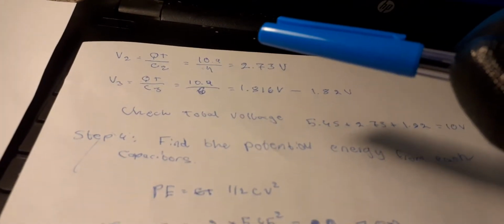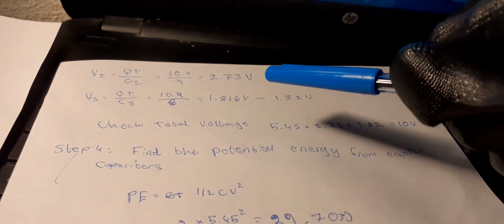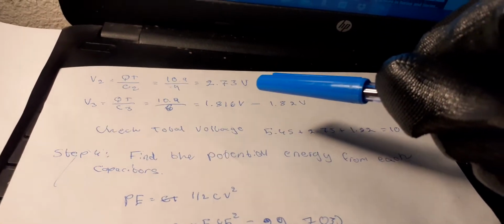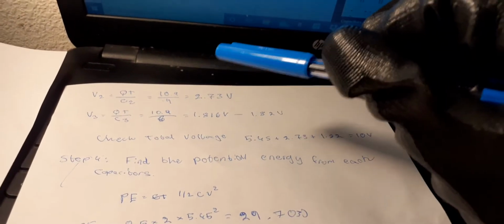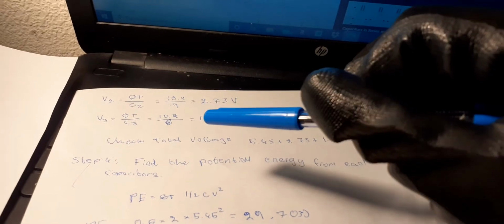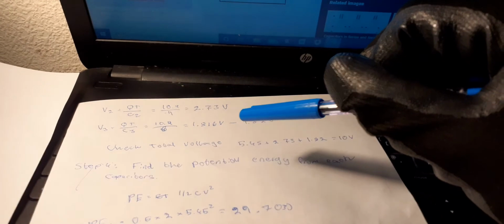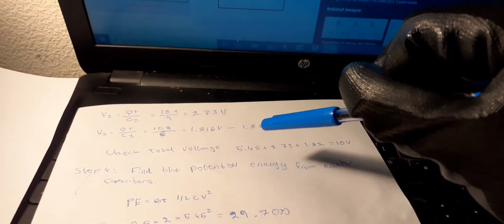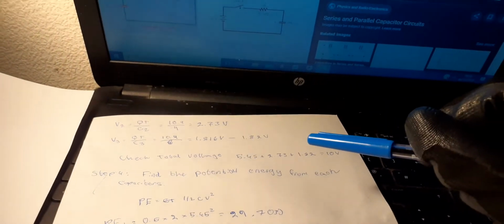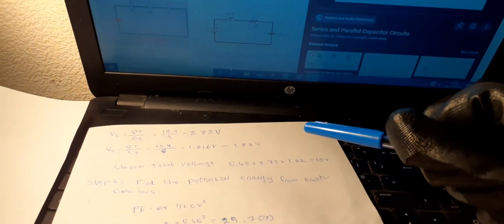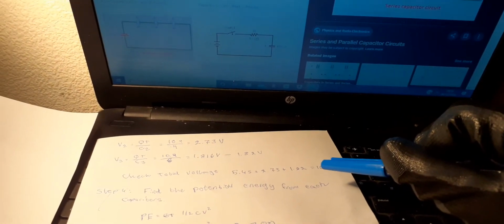To find V2, it is 10.9 divided by 4, which is 2.73 volts. V3 is 10.9 divided by 6, which is 1.816, rounded to 2 decimal places, 1.82 volts. To find the total voltage, we add them. They must equal 10 volts.